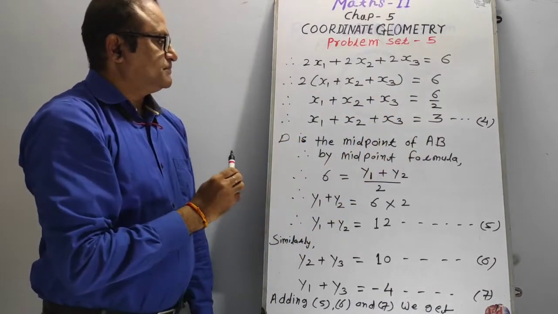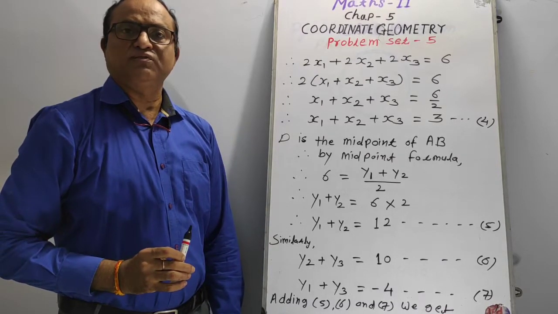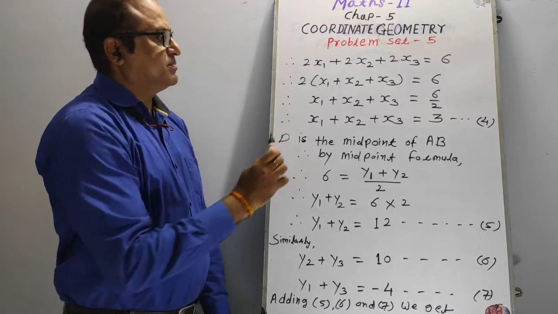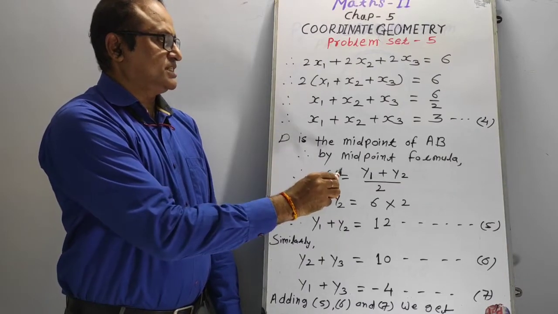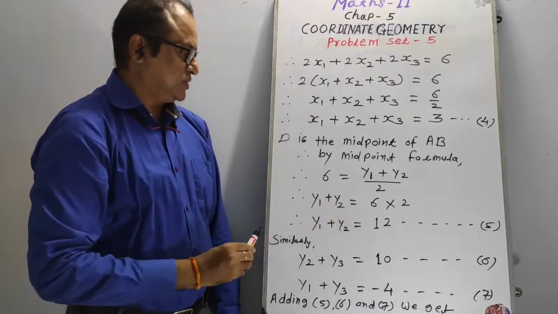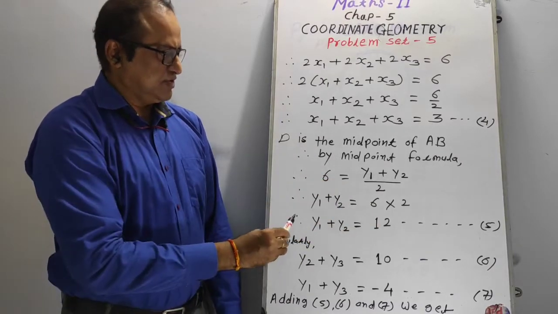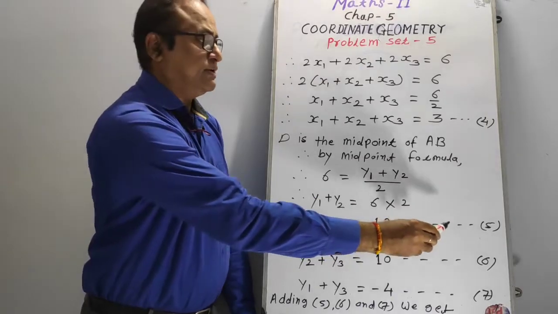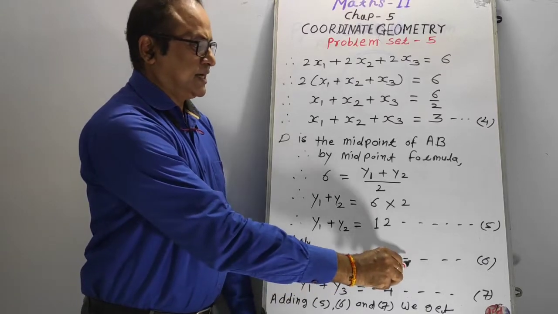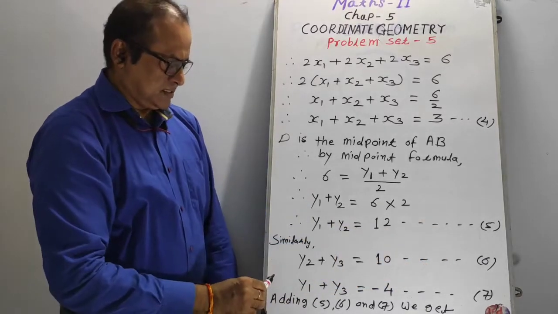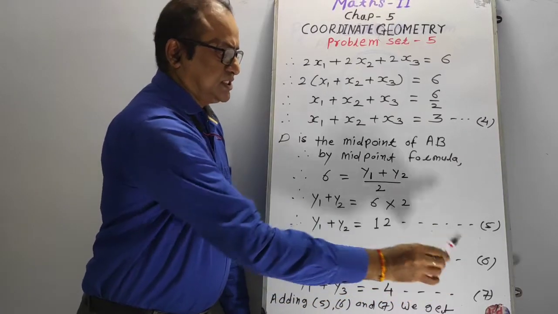Equation 4. Now we have to find y1 plus y2 plus y3. D is the midpoint of AB, so by the midpoint formula, 6 is equal to (y1 plus y2) upon 2. Therefore, y1 plus y2 is equal to 6 into 2, cross multiplication. Therefore, y1 plus y2 is equal to 12, equation 5. Similarly, y2 plus y3 is equal to 10, equation 6. And y1 plus y3 is equal to -4, equation 7.